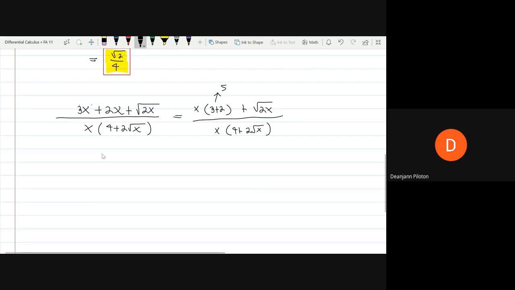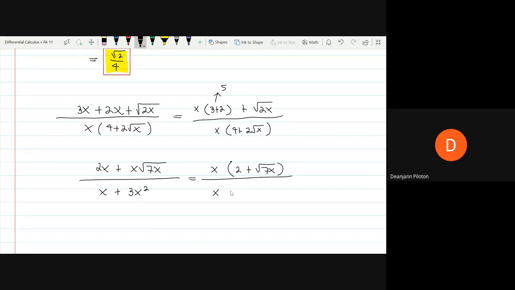But the exemption is, what if you have 2x plus x square root of 7x, then over x plus 3x squared. In this one, class, you can directly cancel the x, because it is possible to factor out the x from the numerator, whose form is x times 2 plus square root of 7x. Then in your denominator, you can factor out the x. We have x, then what remains inside is 1 plus 3x. So therefore, you can cancel the x. Since you can factor it out of the entire numerator and also the denominator, you can cancel the x directly.